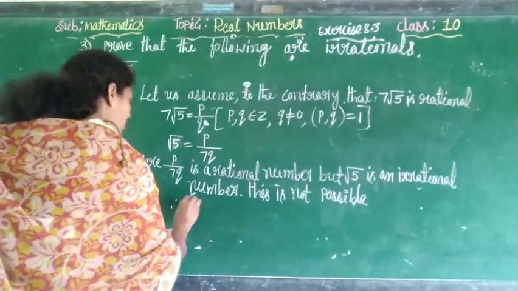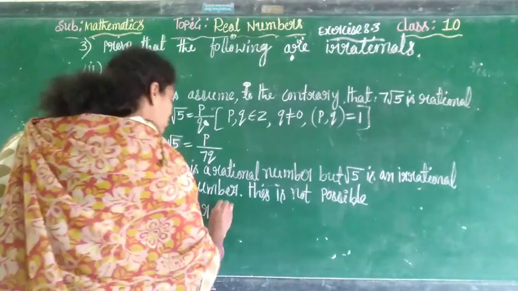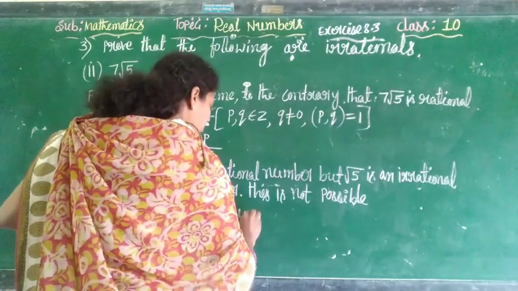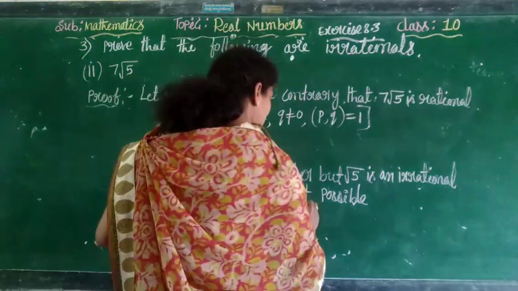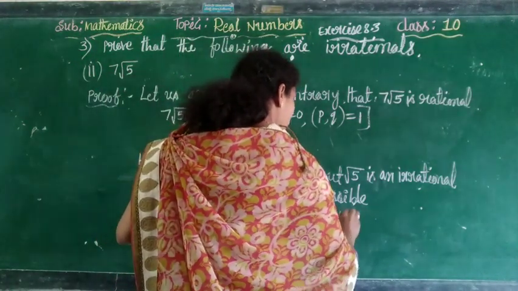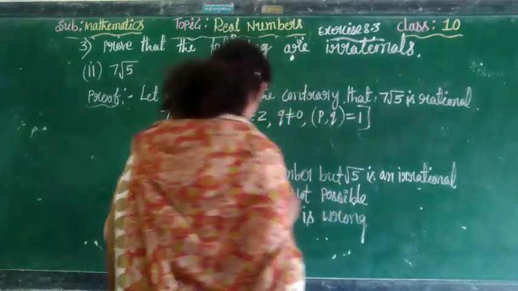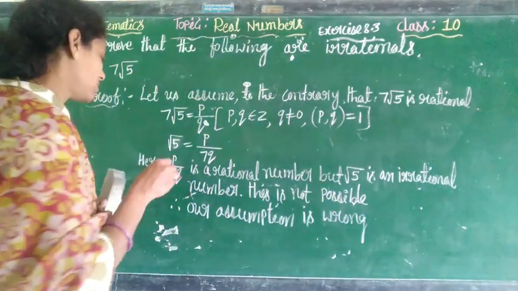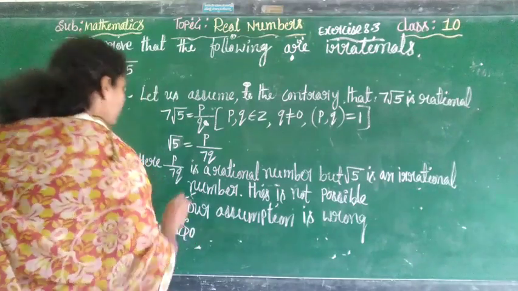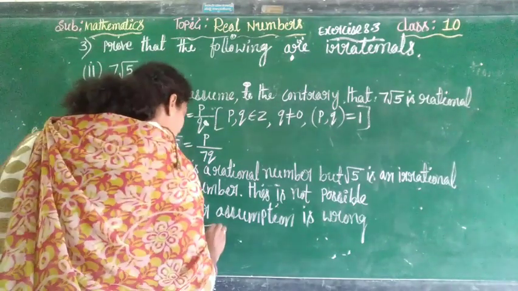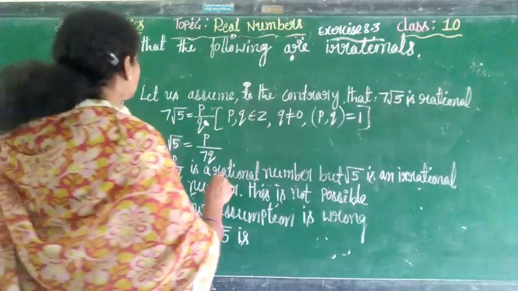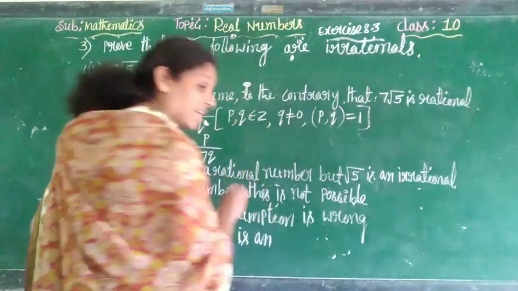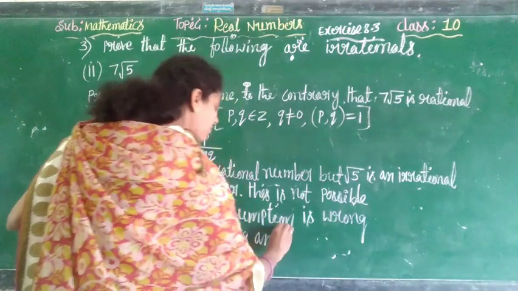Therefore, our assumption is wrong. So 7 by root 5 is an irrational number.